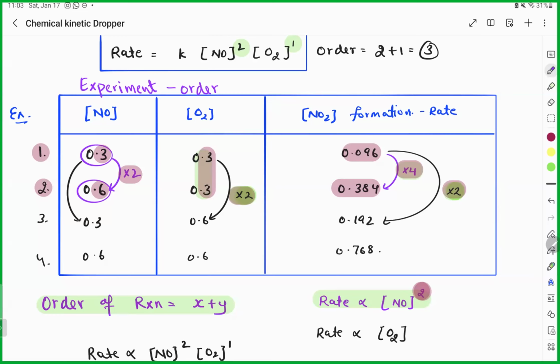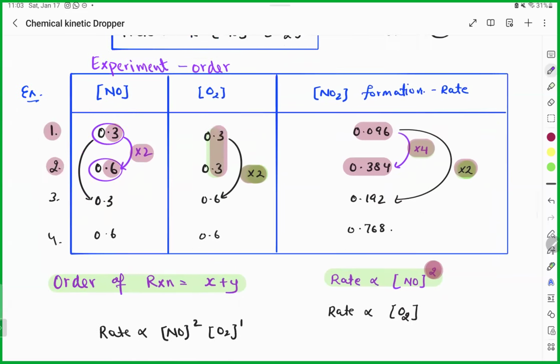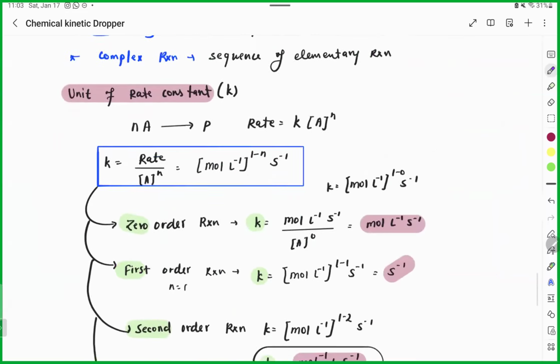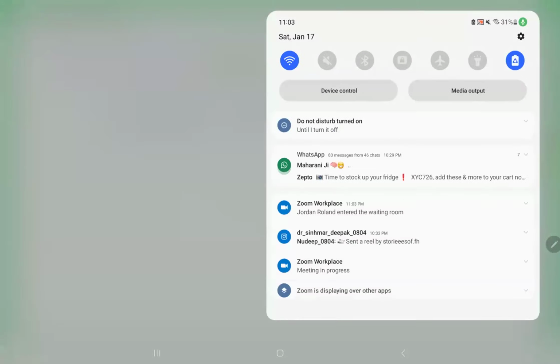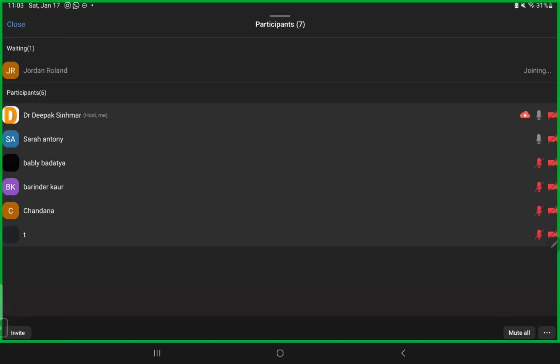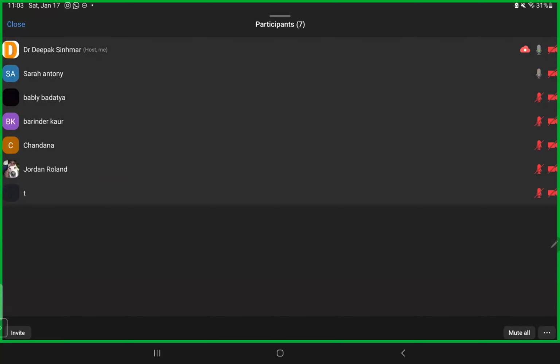ओके। अंडरस्टूड? हाँ सर। So guys, let's do the last topic of the chapter, molecularity. Who is missing? Jordan Rowland. Sarah, you were trying to say something? No, sir, my mic was on. Okay.